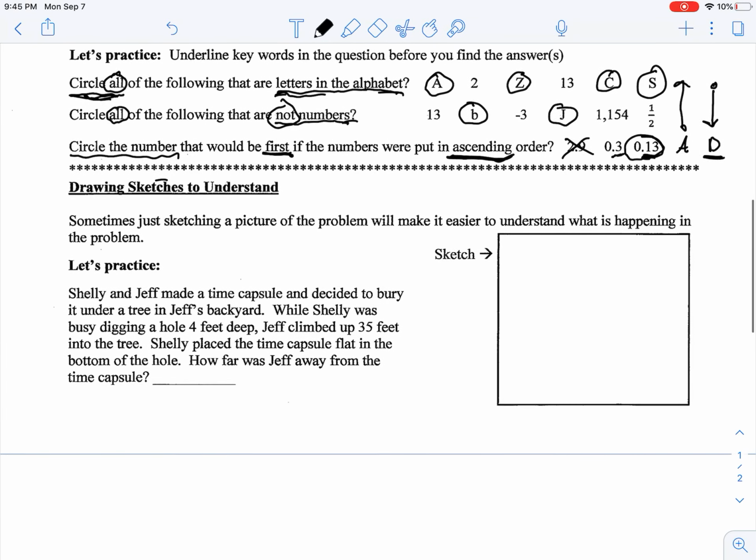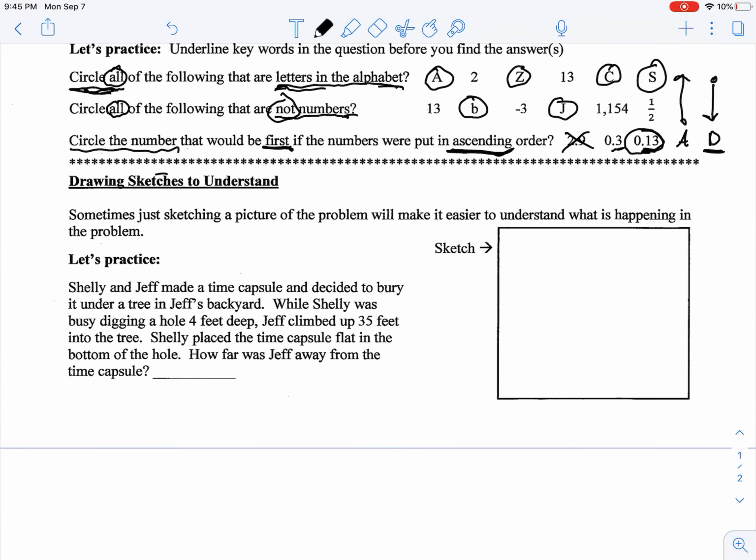All right, and remember, we can always draw sketches to help us with things that we aren't able to grasp with just reading words. So sometimes sketching a picture of the problem will help make it easier for us. It doesn't have to be perfect, doesn't have to be fancy. We're just going to take a look at this problem.